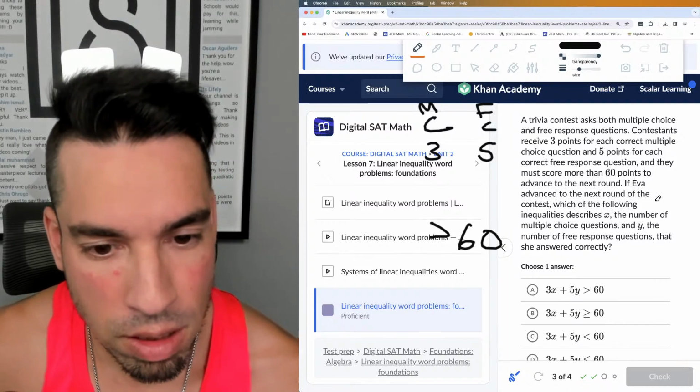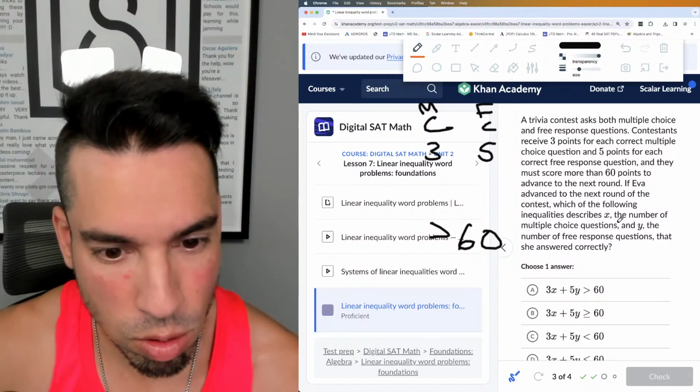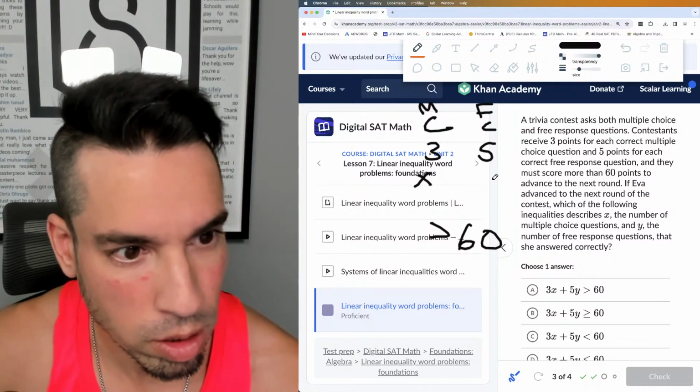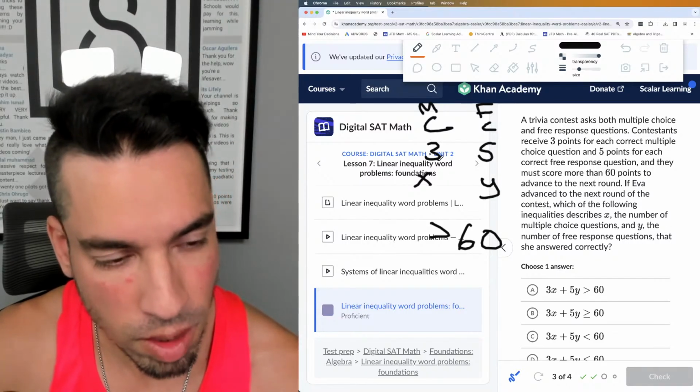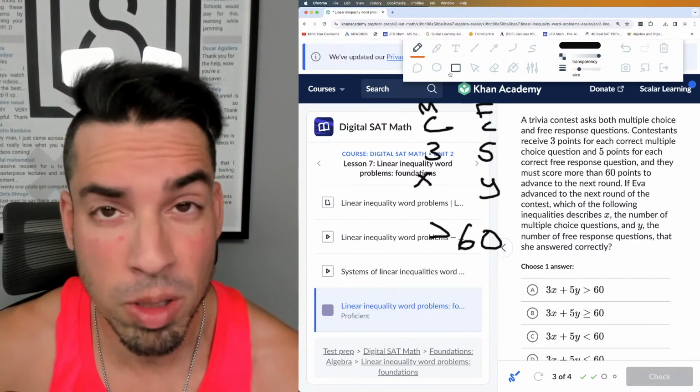If Eva advanced to the next round, which of the following inequalities describes X, the number of multiple choice, and Y, the number of free response? Okay. So now we can piece it together. Notice how I make a table. Always love to do that.